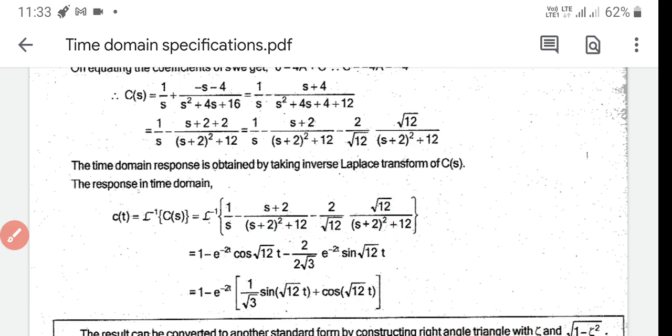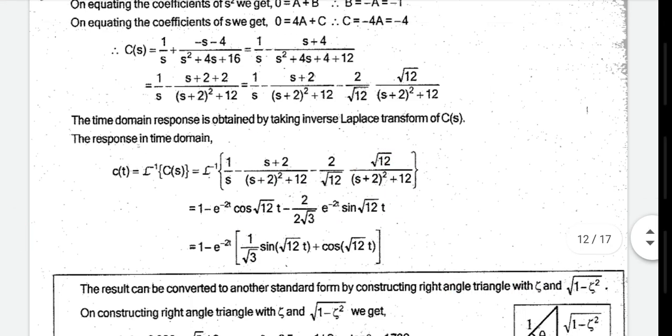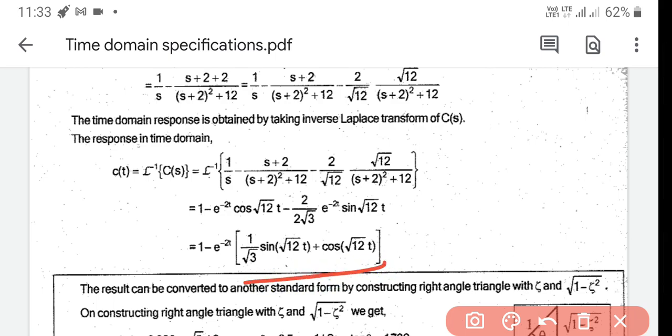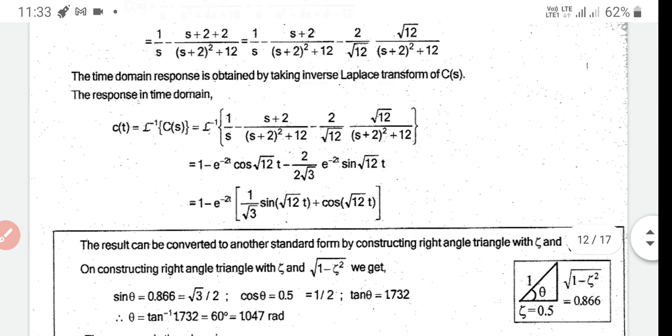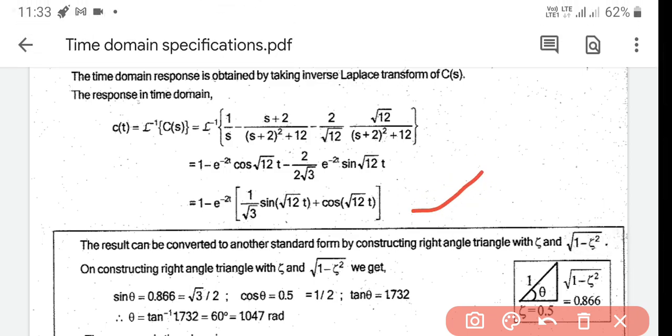Now taking the common part. What is the common part here? e power minus 2t is the common part. Taking the common part, we get 1 minus e power minus 2t into 1 by root 3 sine of root 12 into t plus cos of root 12 into t. So this is the final equation, that is nothing but c of t.